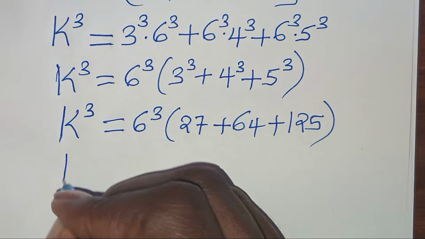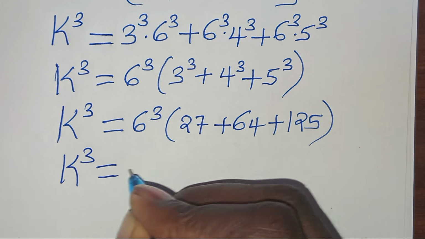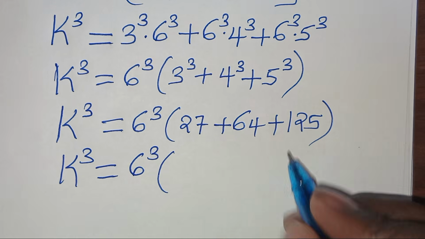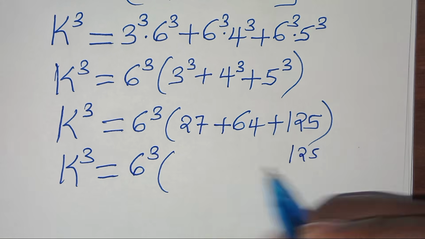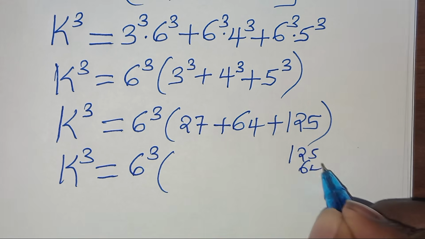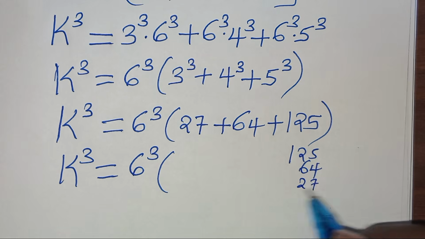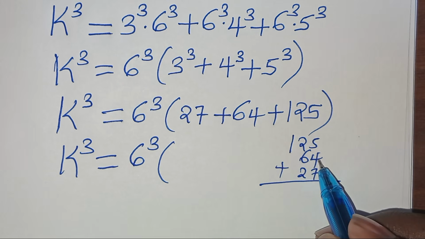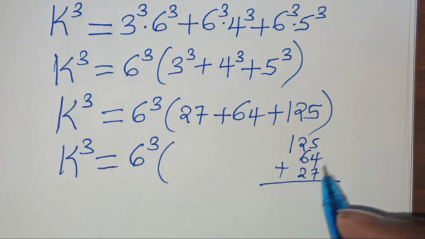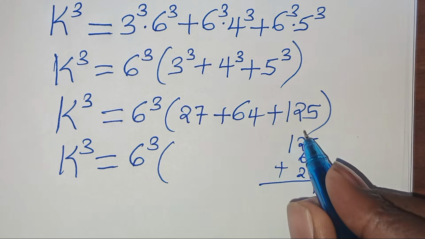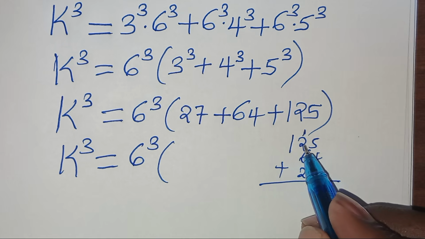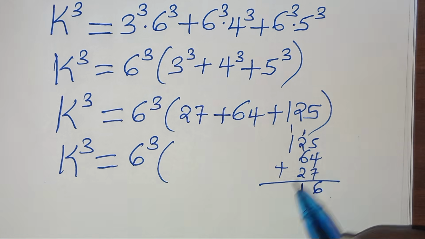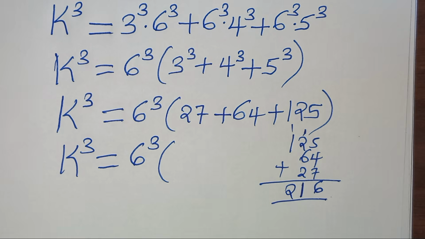Now we have k to the power of 3 equal to 6 to the power of 3 into the parentheses, 125. Let's sum this up, plus 64 plus 27. So we have 5 plus 4, this is 9, 9 plus 7, this is equal to 16, 6 carry 1 here. Then we have 6 plus 2, this is 8, plus 1, 9, 9 plus 2, this is 11, carry 1, so that we have 216.